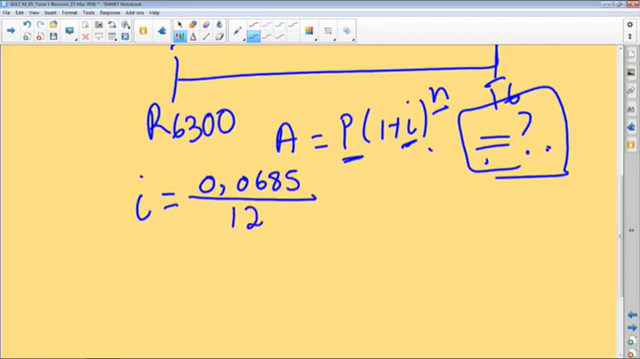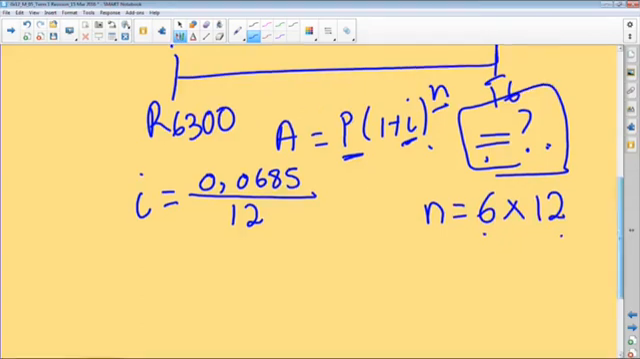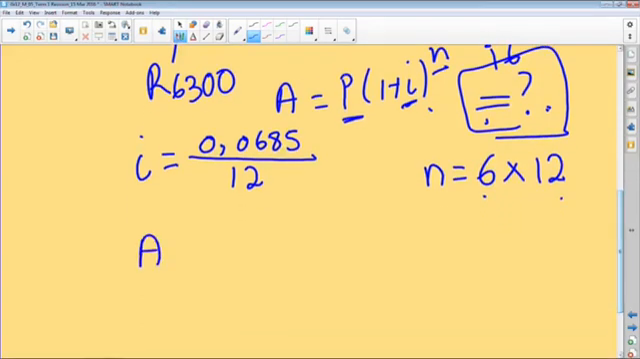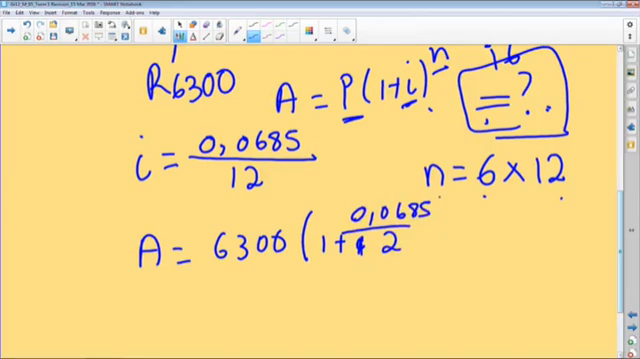Right. Your number, your period, your N, also needs to match that. So we know that we're dealing with 6 years. How many months do I have in 6 years? 6 times 12, and that's going to give you 72. All right, so I'm going to have my 6,300. I want to find out what this is going to amount to. What is it going to accumulate to? My interest rate, I'm going to put that in straight away, 0.0685 over 12 raised to the power of 72.